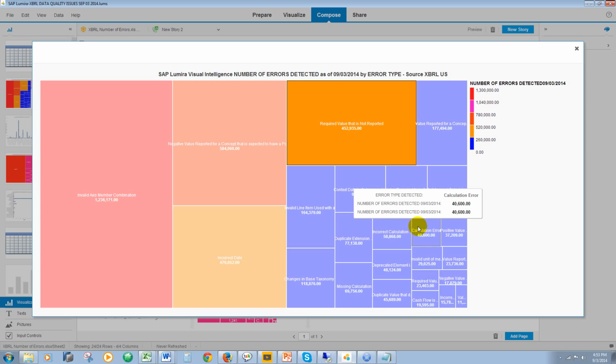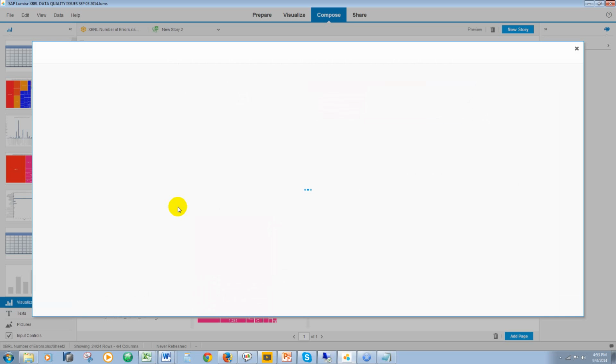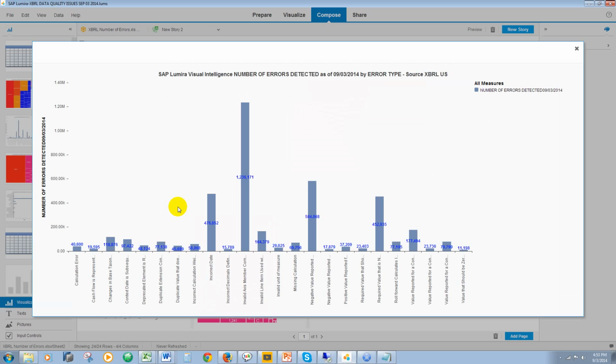And then let's go into another chart. Let's see this graph over here. So we are seeing all the errors, and we see these four skyscrapers: incorrect date, invalid axis member combination, negative value reported for a concept that is expected to have a positive value, and then required value that is not reported. So we see the numbers as well. And then we see the calculation errors, which stand at 40,600.